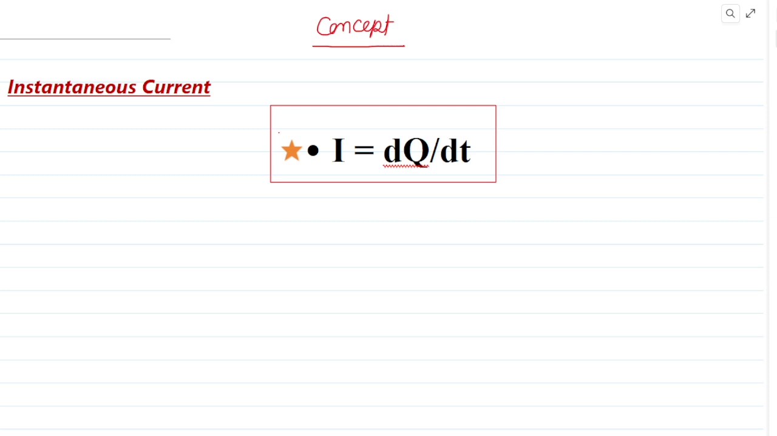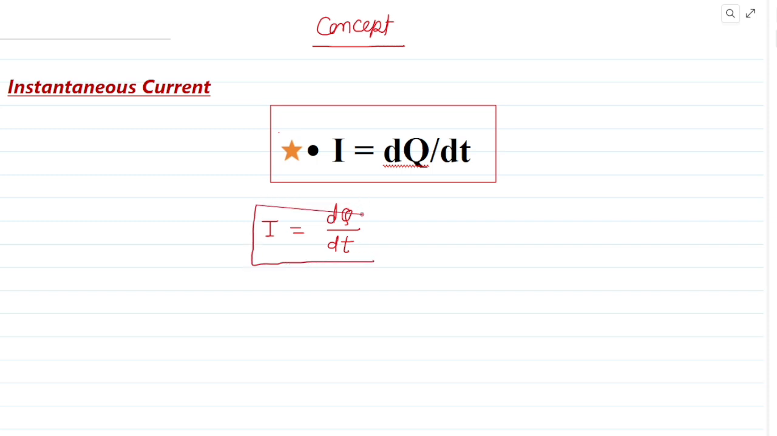So let me start. The concept is: the rate of flow of charge through any cross section of a conductor is called instantaneous current, and we write it as I equal to dq by dt. This is the concept of instantaneous current flowing through a conductor.